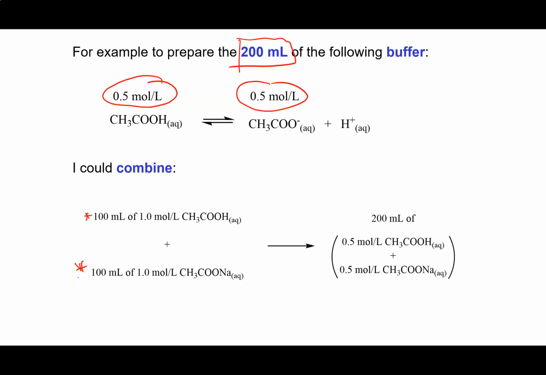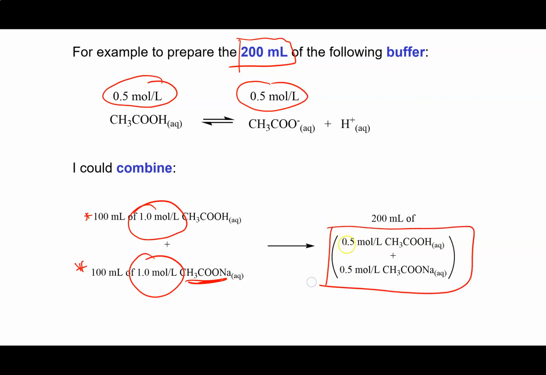I'm going to end up diluting my components. If I mix these two together, the concentrations will be halved. So as I want a final concentration of 0.5 moles per liter each, I'm going to mix together 100 mL of 1 mole per liter solutions of each of the two components. And I'm using sodium acetate here as my source of the acetate anion. When I mix these two together, what do I end up with? 200 mL of buffer solution with a concentration of each of the two components of 0.5 moles per liter.